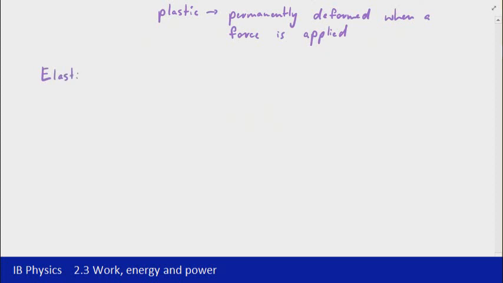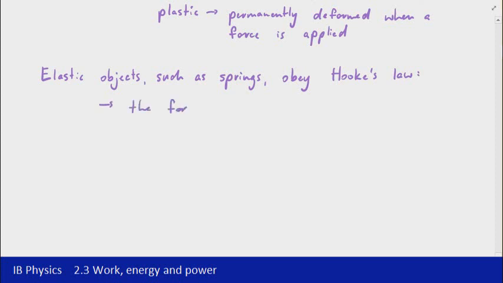If we look specifically at some elastic objects, the ones that we're going to look at are springs, specifically designed to store elastic potential energy. They obey Hooke's law, and we'll talk about Hooke's law first because it then makes it much easier to identify how elastic potential energy can be calculated. Now, Hooke's law is basically just that the force required to extend a spring is directly proportional to the extension.